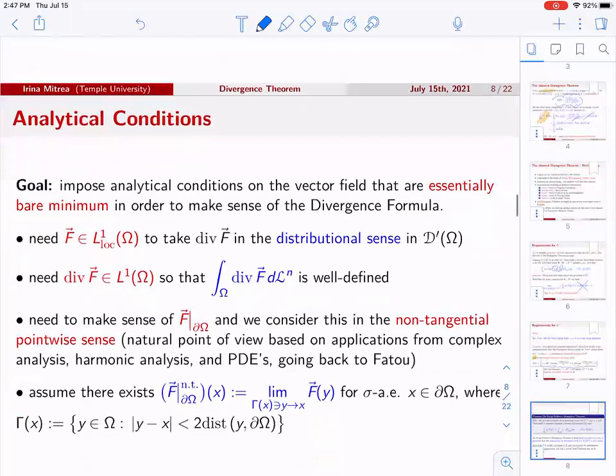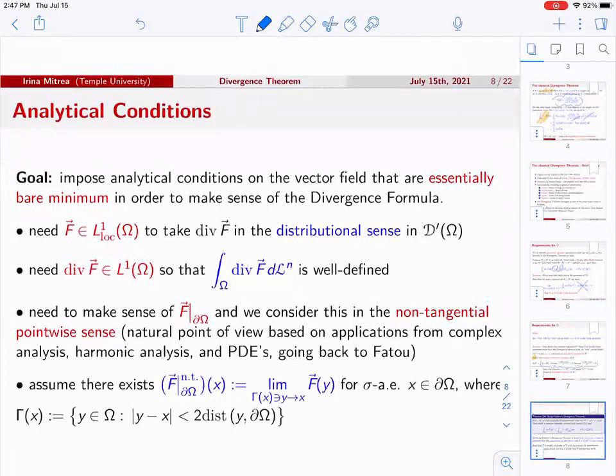Going further, let me try to address some analytical conditions on the vector field F. I'm going to try to impose analytical conditions on the vector field F which are essentially a bare minimum in order to make sense of the divergence formula. So I'm going to start by asking that the vector field F is locally integrable, so I can talk about the divergence in the sense of distributions. Okay. I'm going to ask that the divergence of F is L1, so that I can talk about the left-hand side in the divergence formula here.